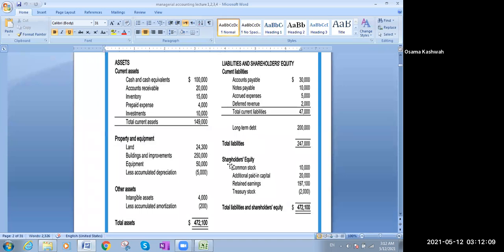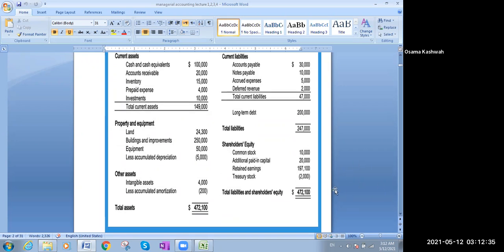Then we move into the shareholders' equity: common stock, 10,000, additional paid-in capital, 20,000, and retained earnings. These are the earnings or profits which the organization did not distribute to the workers, but keeps for further investment, so we call it retained earnings. Plus treasury stock, which will be deducted. So all this will come to 472,100.